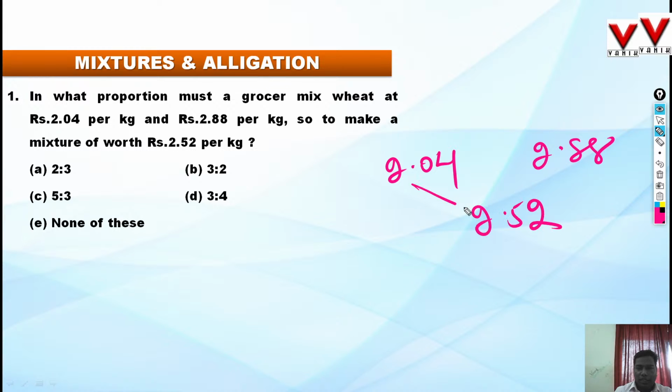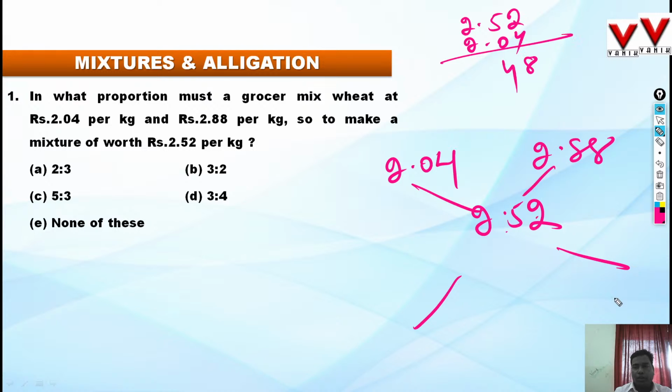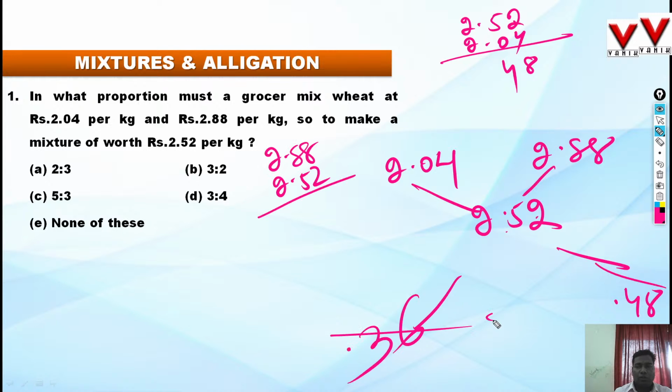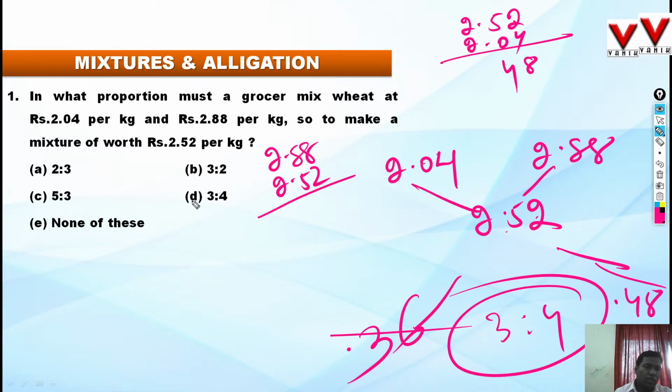Then its difference is equal to 0.48, and this difference is equal to 12 minus 8, which is 4. Then 2.52 and 2.04, this difference is 0.48, 12 minus 4 is 8. Then 2.88 minus 2.52 is 0.36, so 12 to 3, 4 to 3. Option D is our correct answer. Very easy level question. Then come to the next question, question number 2.